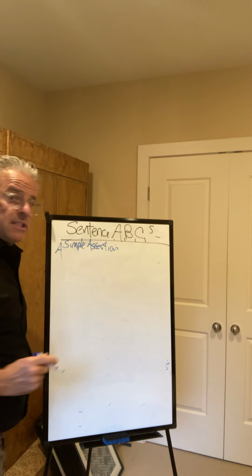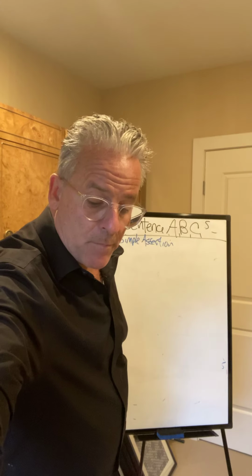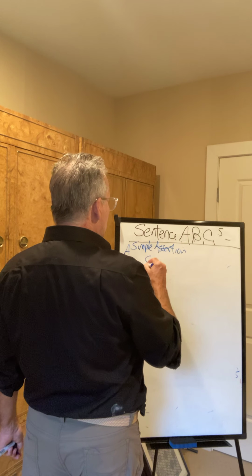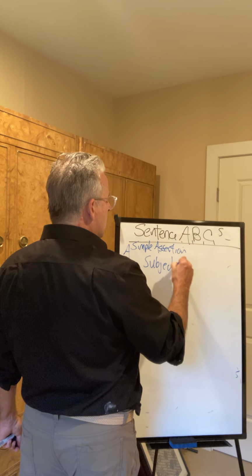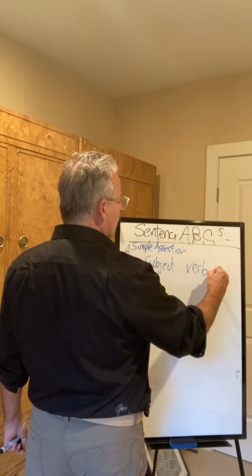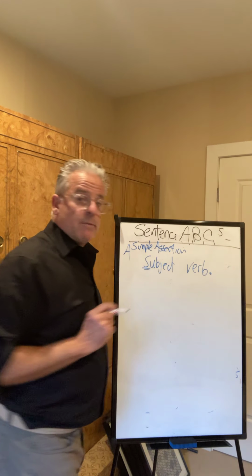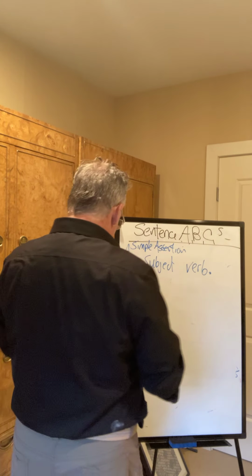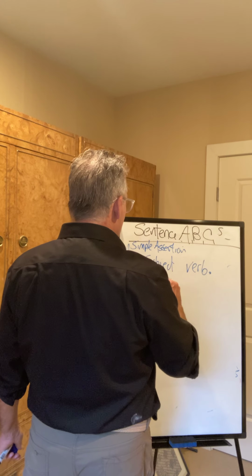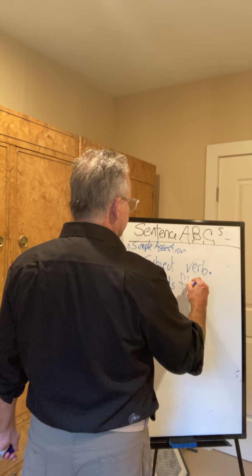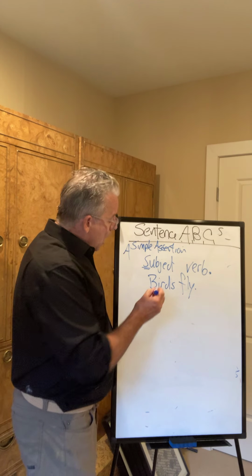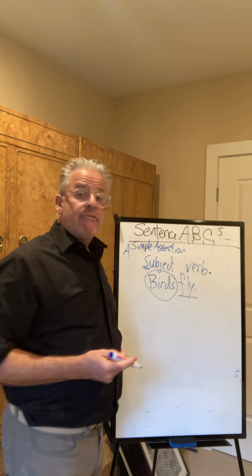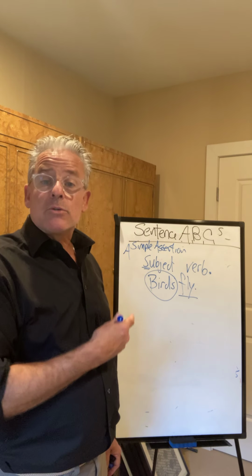A simple assertion sentence is a one-part idea, and it has a subject, and it has a verb. Starts with a capital and ends with a period. So an example of a simple assertion sentence is the sentence, birds fly. You can see birds is the subject, that's the thing, and fly is the verb, that's the action. Starts with a capital, ends with a period.